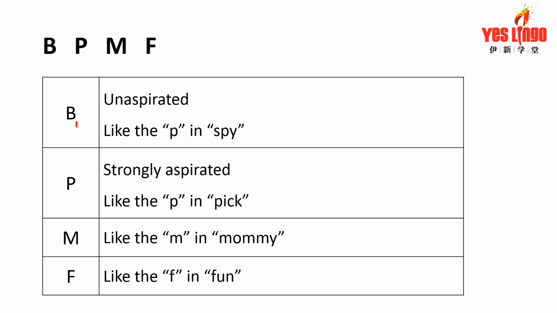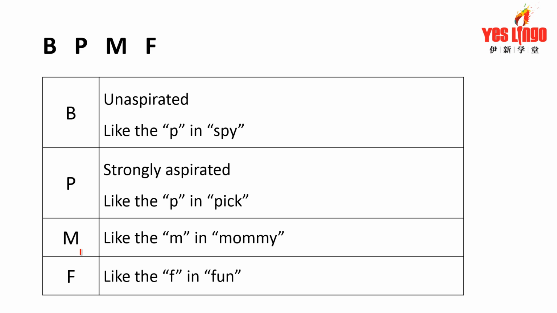Let's try one more time. Bo. Now the next initial is po. Unlike the previous one, this sound is strongly aspirated. That means you need to blow air out. It's a little bit like the P in pick. Po, po. Very good.